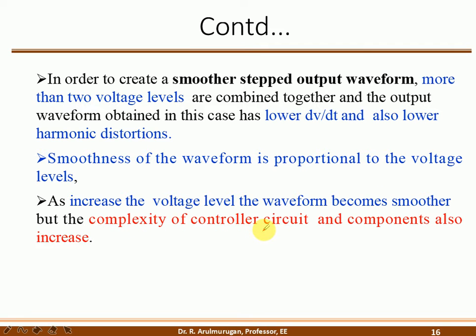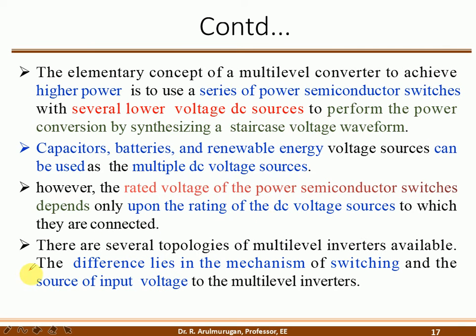Yes, whenever you increase the number of levels to 49, the complexity of the circuit increases. That is a major limitation of the multi-level inverter we discussed. Complexity increases, the number of components increases, the cost increases, and you need to design the switching pulses. So these are the drawbacks. And a few more points we are going to see.